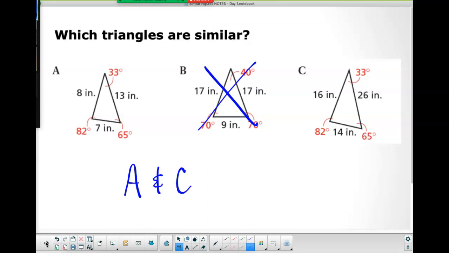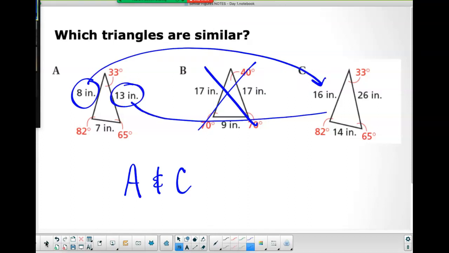We can check the sides and see if they're proportional. Does it work? 8 times 2 is 16. 13 times 2 is 26. And 7 times 2 is 14. So they are all proportional. The corresponding sides are in proportion with each other. Questions there?